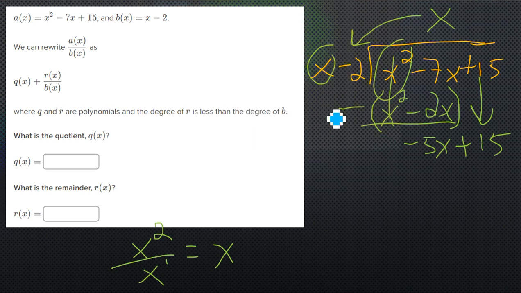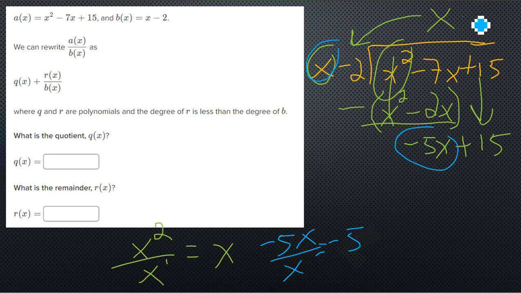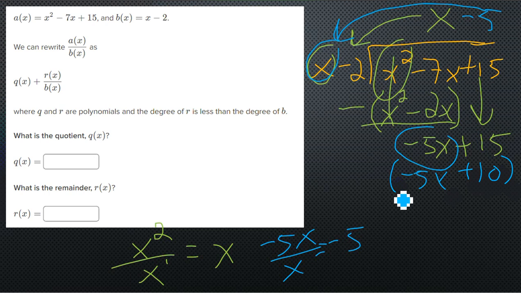Okay, so in this case, we're deciding how many times does x go into negative 5x. So again, think about it like this if you need to. And of course, the answer here is negative 5. So I put that above the constant term, and then I multiply. So negative 5 times x is negative 5x, and negative 5 times negative 2 is positive 10. Put parentheses around it and subtract.